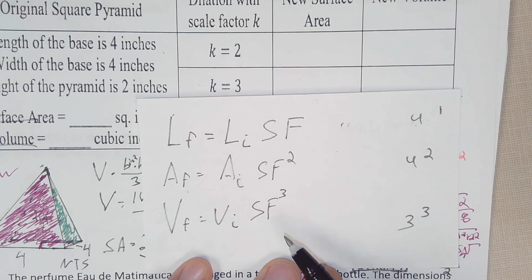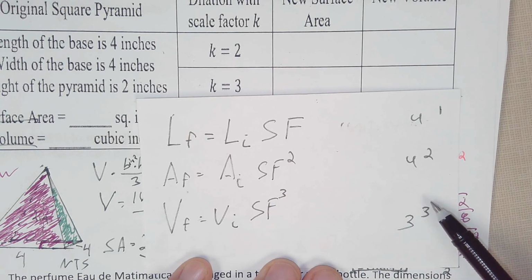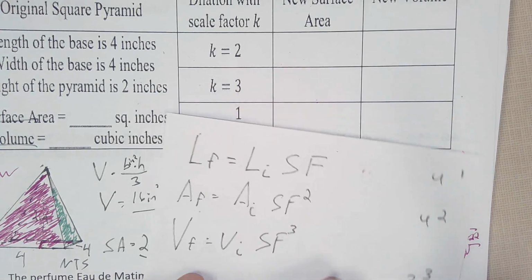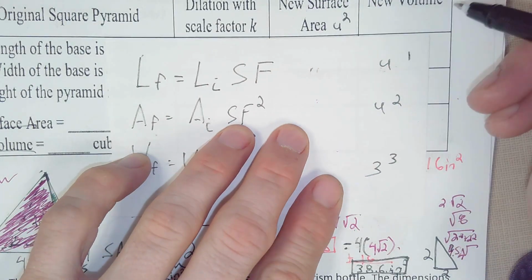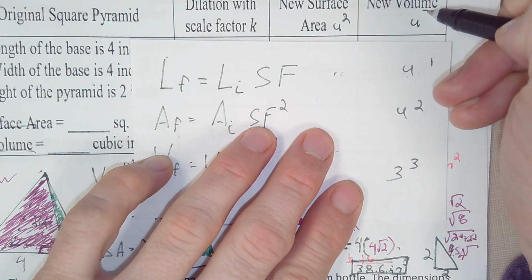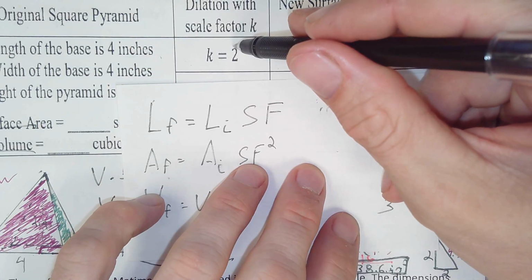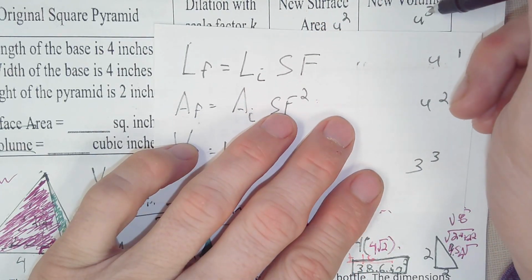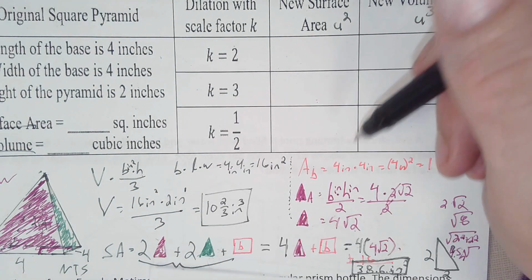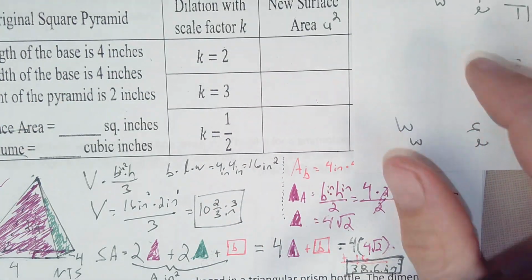And if you can't remember this, just remember your scale factor to the same exponent as the unit, right? That should help you remember. So surface area is in units squared, volume is in units cubed, right? So you take your scale factor and you either square it or cube it, and then multiply it by your initial value, and that'll be your final value. Let's do surface area first.